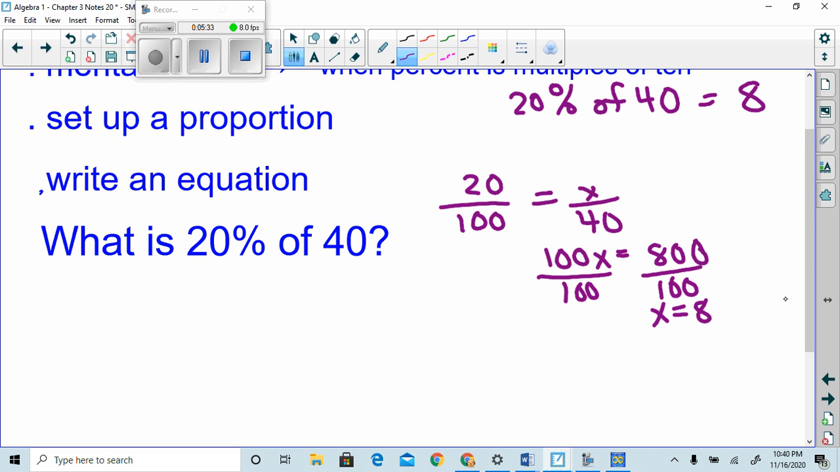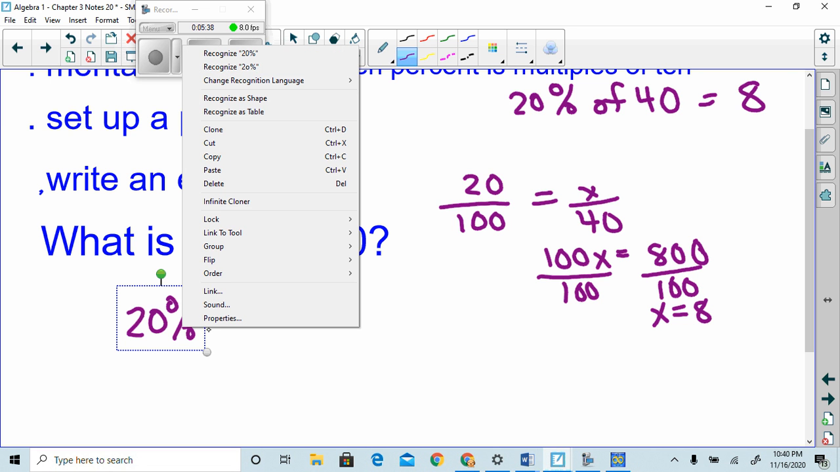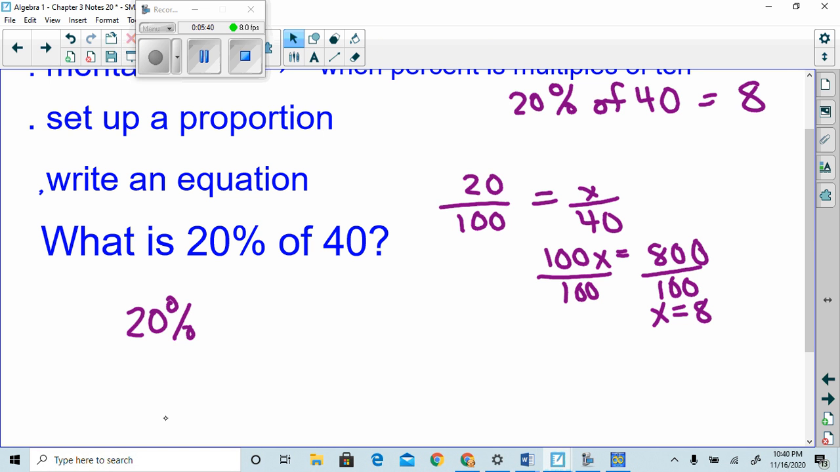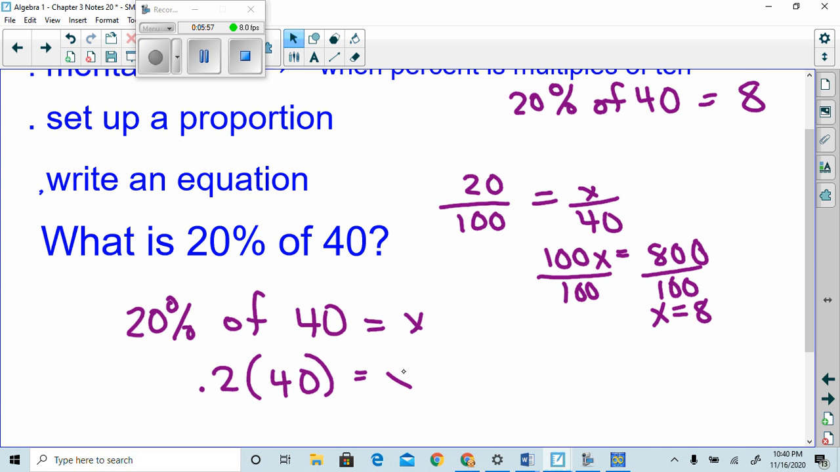Third method, let's say what's 20% of 40? 20% as a decimal, move it over please 2 places. Again, we're moving this over, multiplying.